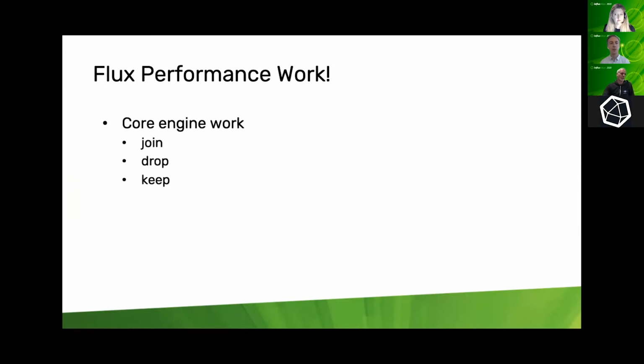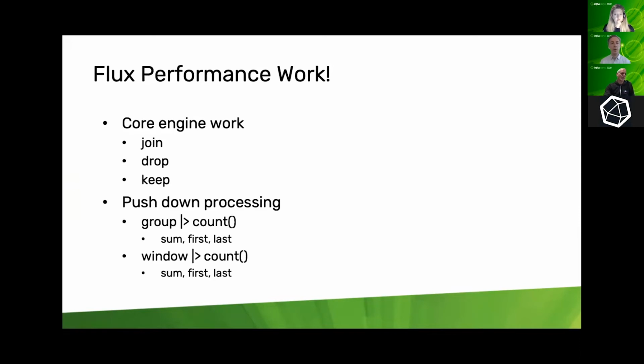So there's core engine work that's happening, improving the performance of join and drop and keep. Drop and keep are basically functions in Flux that allow you to shape your data so it comes back looking the way you want it to. We have push-down processing, where the Flux engine will push down certain parts of the query to the storage tier. So things like calling a group and then a subsequent count, or a window and then a count, or a group and a window and a count, or a sum and a first or last.